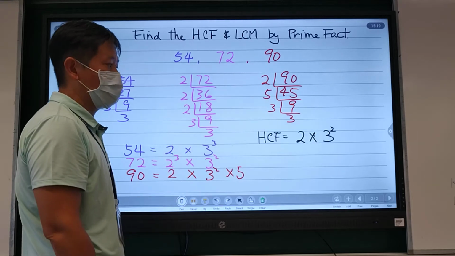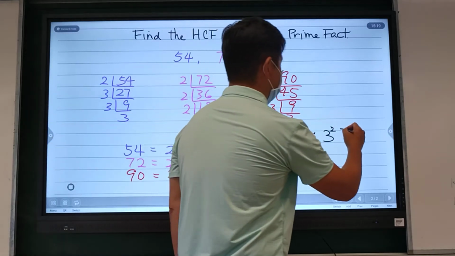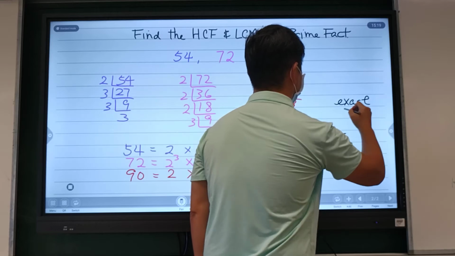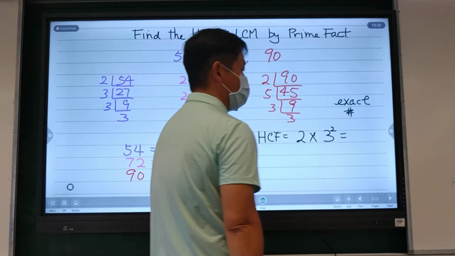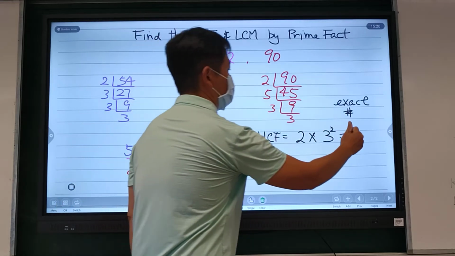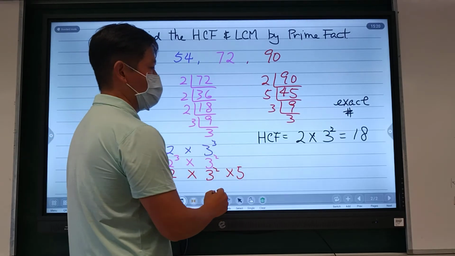Okay? Now, we are done if the question's asking for listed as product of the primes. Otherwise, it will say listed as exact number. Okay? If it says exact number, then we will have to do some calculation. In this case, 2 times 9 would be 18. Okay? Alright, now let's do the LCM.